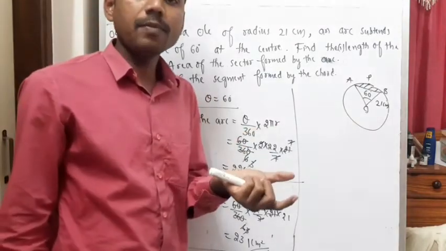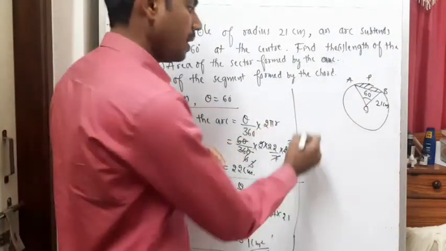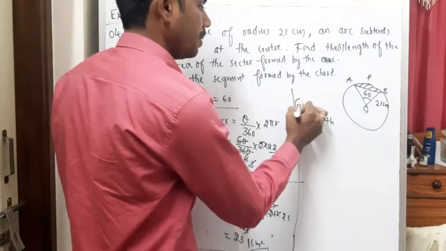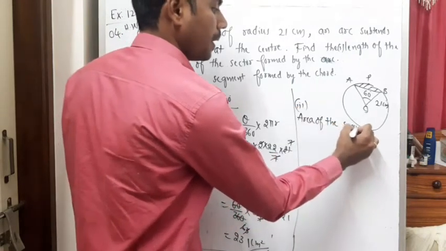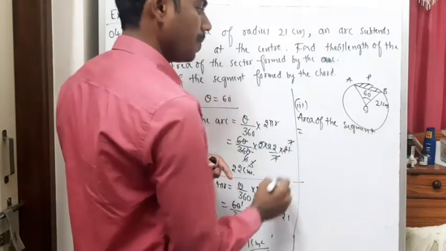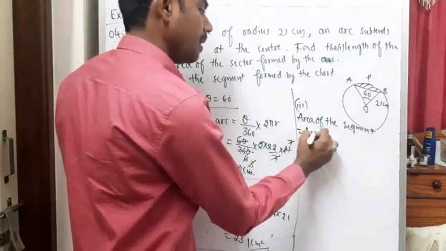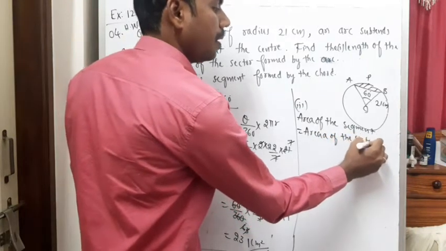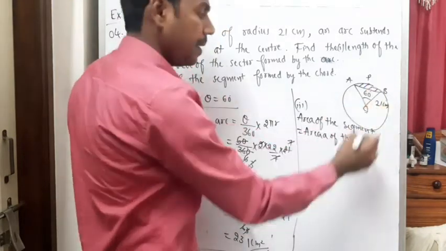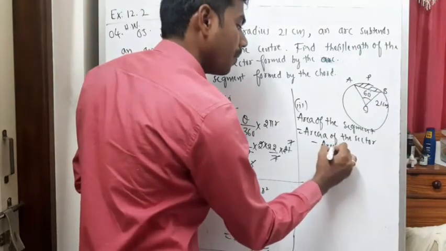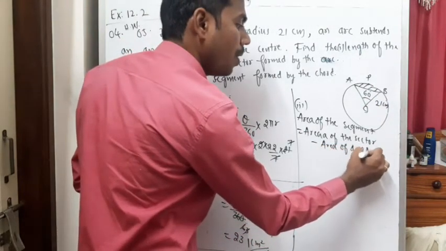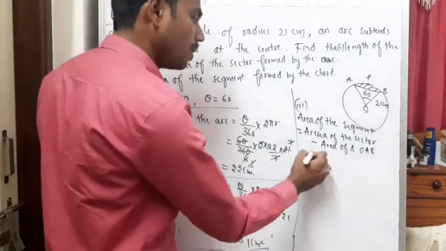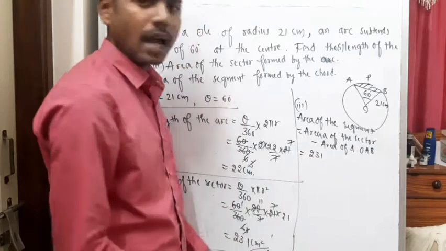Next we need to find the area of the segment. How to find the area of the segment? The area of the segment is equal to the area of the sector minus the area of triangle OAB. Now, what is the area of the sector? Already you know, that is 231 centimeter square. You need not calculate it again.